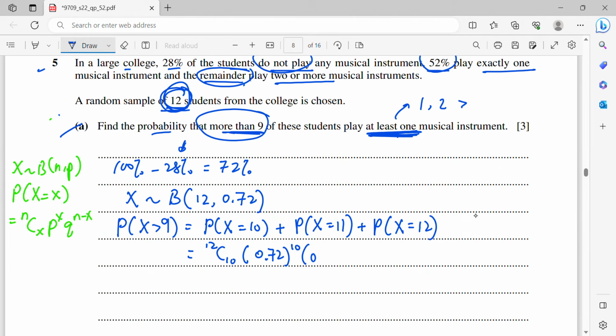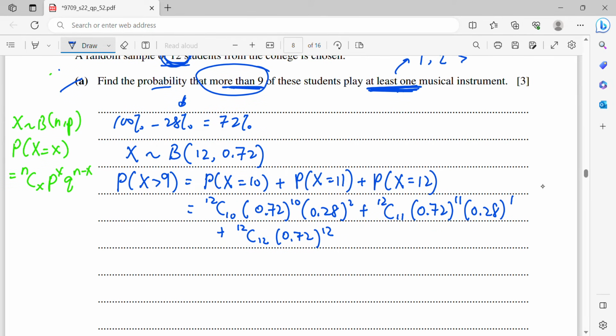That means it's 0.28 power 2, plus 12C11 times 0.72 to the power 11, then multiply by 0.28 to the power 1, plus 12C12 times 0.72 to the power 12. Okay, so from here I will get a total of 0.304. So that's the probability for part A.